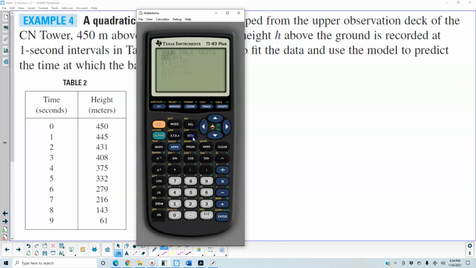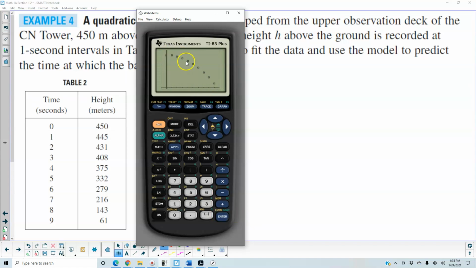If we go to Stat and then select Edit, then we can enter the numbers into each column, which I've already done. For L1, you're going to enter 0 all the way to 9. And then for L2, you're going to enter the height, which is in meters. Now, once we have this data, we can at least see what the graph looks like. So let's select Zoom, and then go all the way to ZoomStat. And then we can see what this graph looks like.